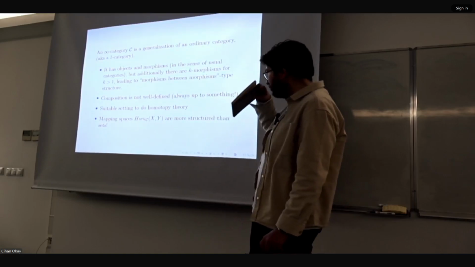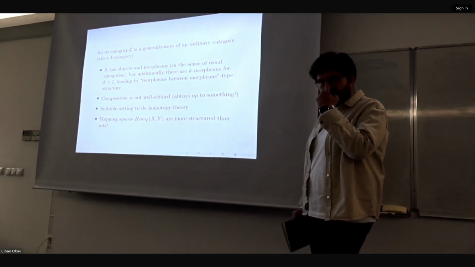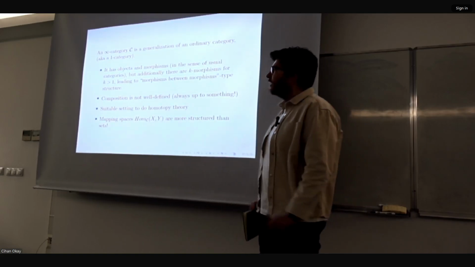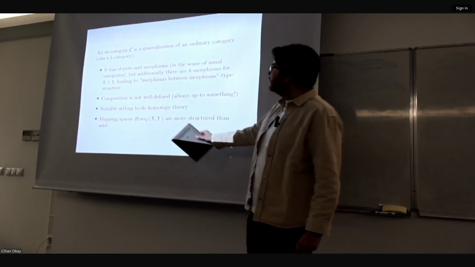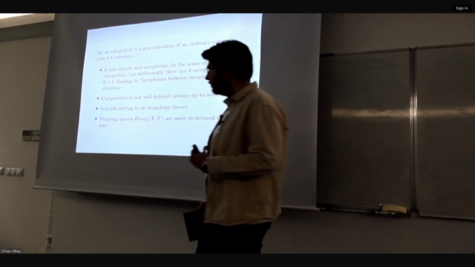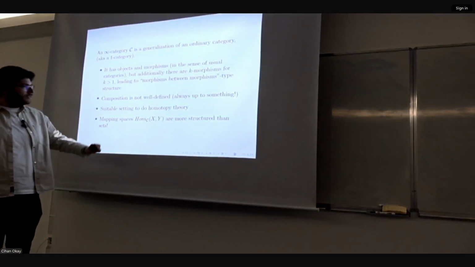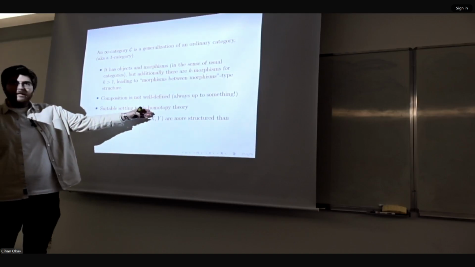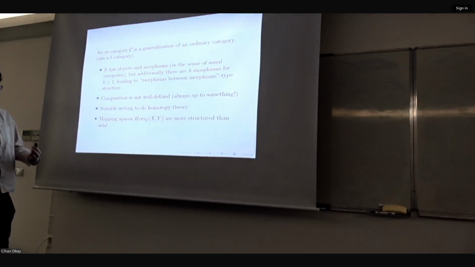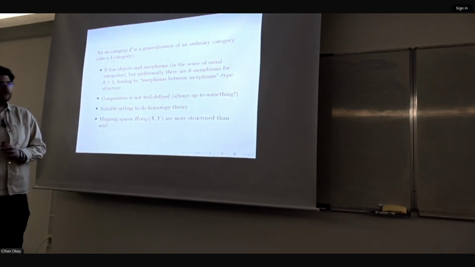But there are some issues. The main issue is that composition in an infinity category is not actually well defined. It is always up to something, and we will see, up to some equivalence in your structure. These things are useful if you want to do homotopy theory in your category. This is important because derived algebraic geometry is a combination of the usual algebraic geometry together with homotopy theory. So it's a homotopical extension of algebraic geometry.